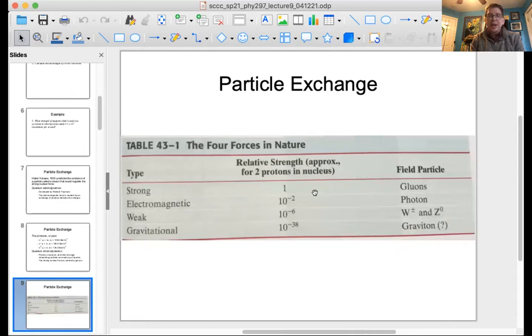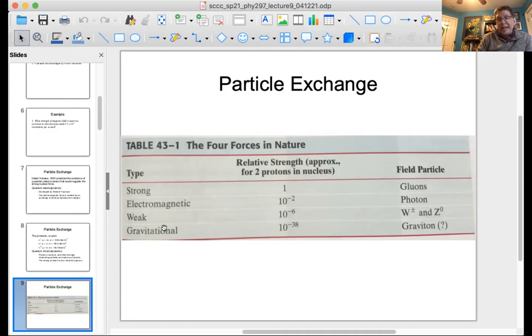And so, for the strong nuclear force, it's the gluons. The electromagnetic force is about 1/100th the strength of the strong nuclear force for two protons in an atomic nucleus. And again, the photons regulate the electromagnetic forces. The weak nuclear force is about 1/millionth the strength of the strong nuclear force. And the particles that regulate weak interactions are the W positive and negative, and the neutrally charged Z particles. So W positive, W negative, and Z zero.